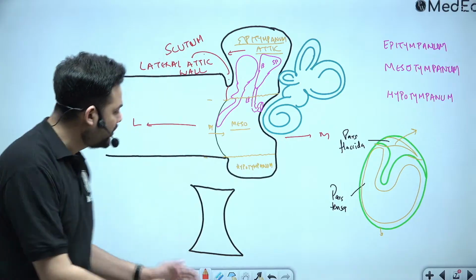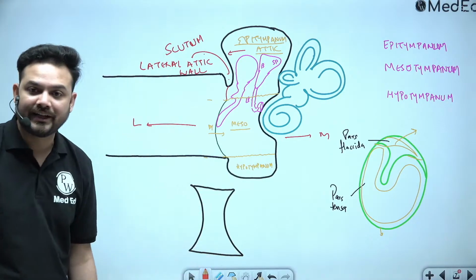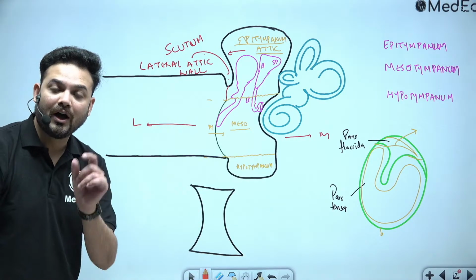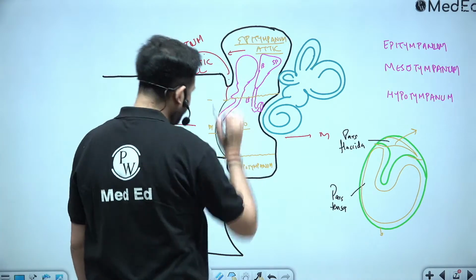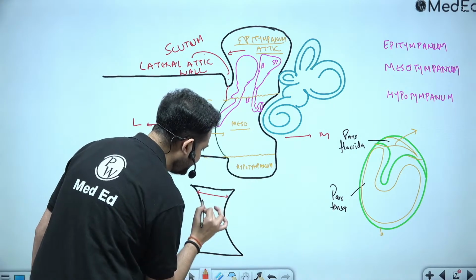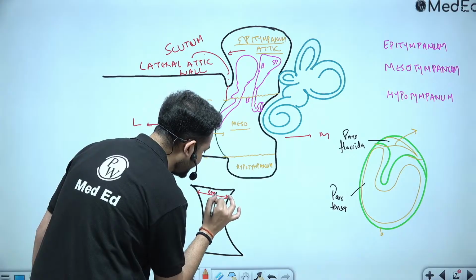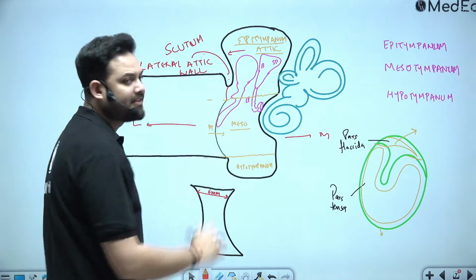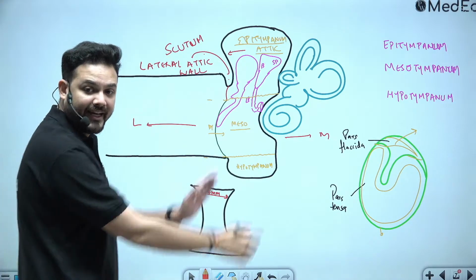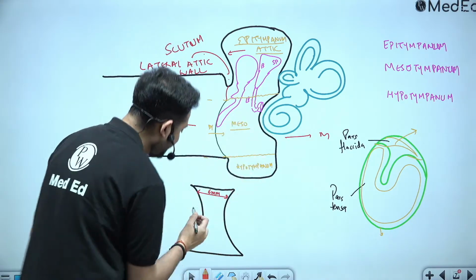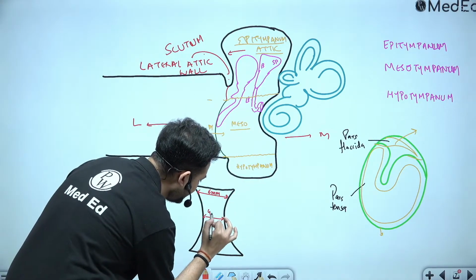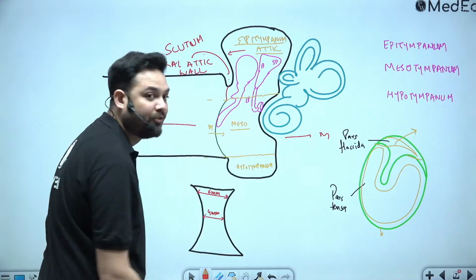Now we have modeled the middle ear cavity as a biconcave box, right? So what exactly are the dimensions of it? The epitympanum, that means this area, is around about 6 millimeters. This whole area is around about 6 millimeters. Then it gets compressed in the center, in the middle. This area is around about 4 millimeters. That means the mesotympanum is around 4 millimeters.